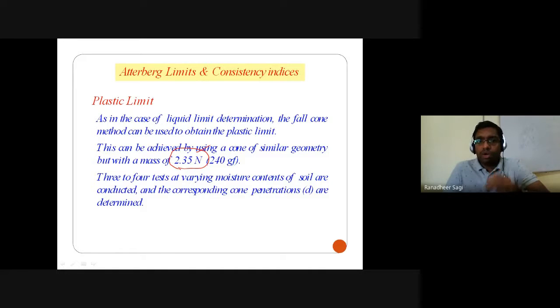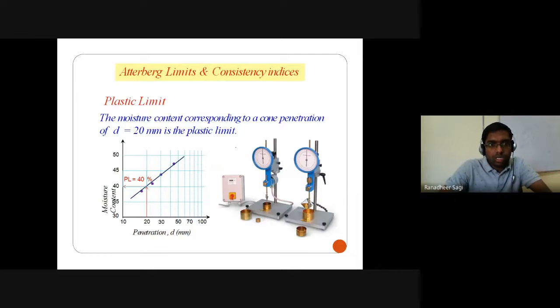So when you allow the free fall of your 2.35 Newton cone, that much weight of the cone, to pass through the soil placed in the cup, if the depth of penetration of your cone is exactly 20 mm at exactly the 5th second, then the corresponding water content existing in that soil is what we call the plastic limit value of that particular soil. That's how we determine the plastic limit value of the soil.